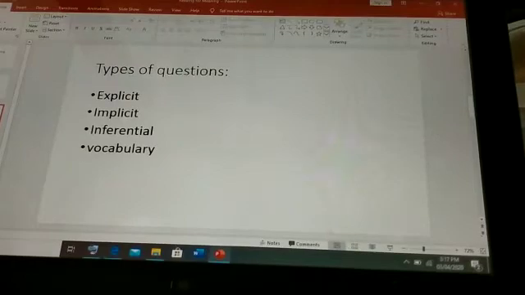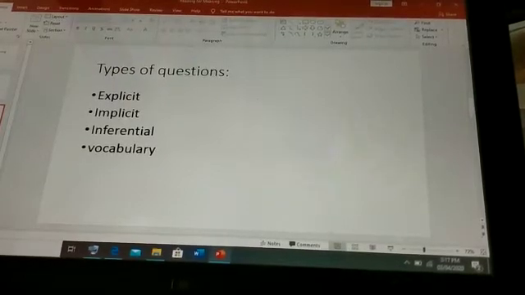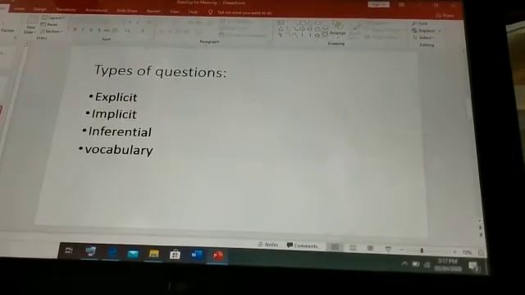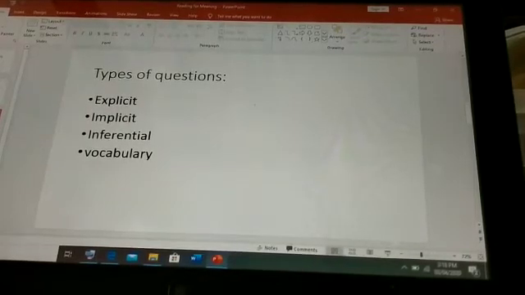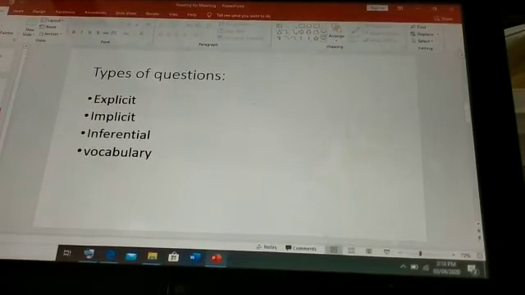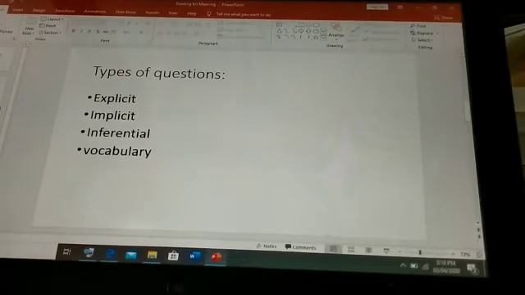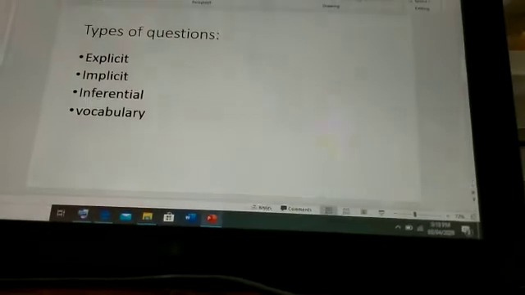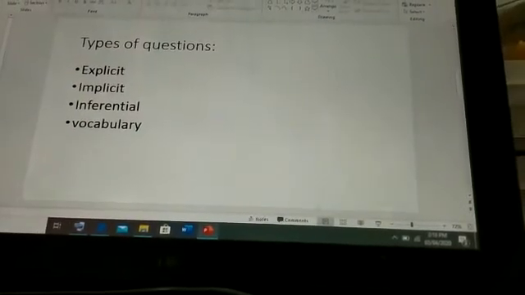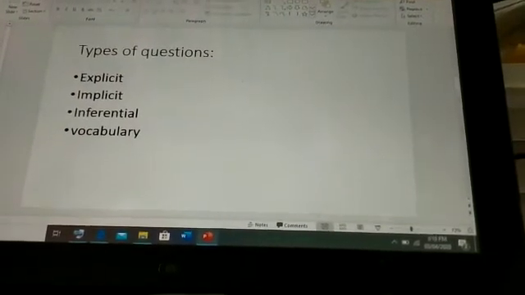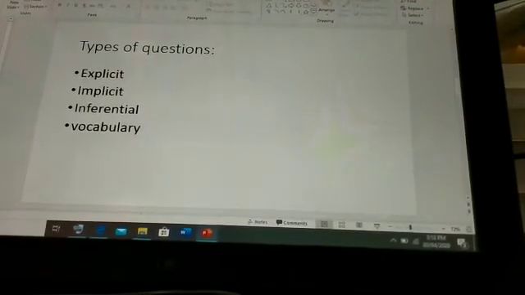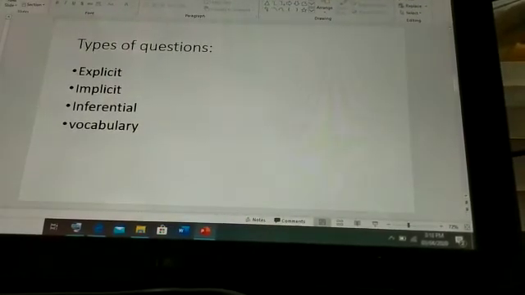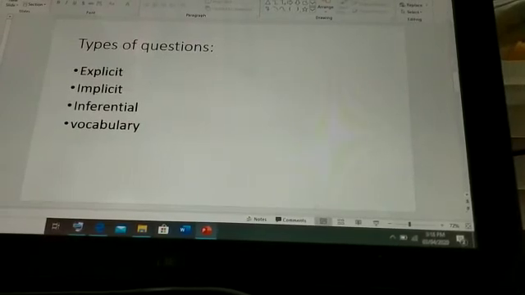Explicit questions are those which have their answers obviously in the text. Implicit are the ones which we have to think about and deduce from the text we are given. We have to read the text again and again and find the answer. Inferential questions are those in which the meanings are deep and we have to infer, we have to think. And vocabulary questions are those in which the meaning of some word is given and you have to guess the word, or an antonym is given, or in any case vocabulary is involved.